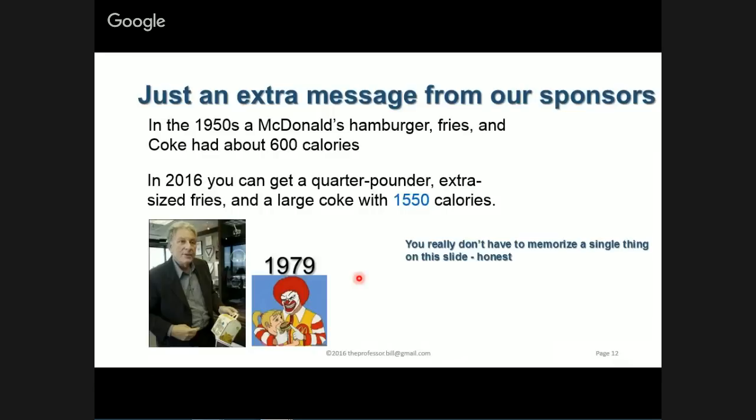When McDonald's started, McDonald's was actually a fairly good option to go out and get a really quick hamburger. And a hamburger, fries, and Coke back in the 1950s when they were starting out only had about 600 calories in total. In 2016, if you get a quarter pounder and extra-sized fries and a large Coke, because they stopped calling them supersized fries, you're entering into about 1,500 to 1,600 calories. That's a lot. That's almost your entire daily intake for you as young individuals, where you need about 2,500 calories, just sitting there for that one meal.